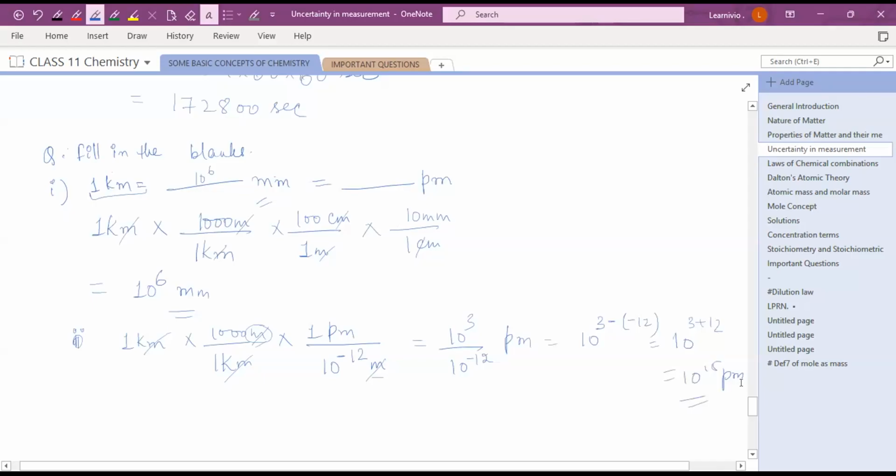Clear? So you should know what is a picometer. How many meters are there in a picometer? So you should remember that table.